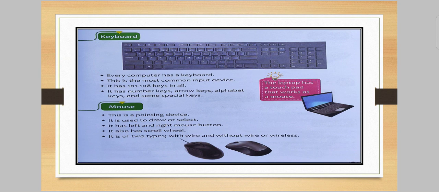A mouse has a scroll wheel in the middle of the two buttons. It is of two types, with wire and without wire, or wireless. That means there are two types of mouse, one is wireless, one is wired.